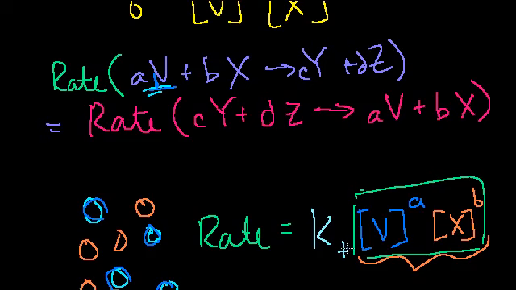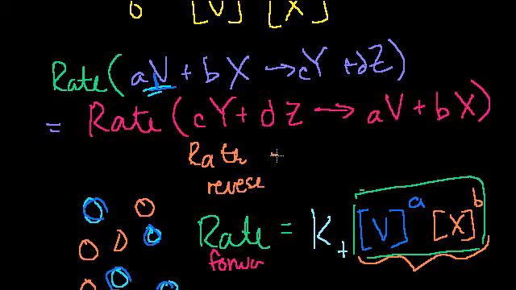So the rate forward is equal to the concentration of our V molecules to the A power times the concentration of our X molecules to the B power. Now, if we want to find the reverse rate, the rate of the reverse reaction, let's say that that's equal to some other constant. Let's call that K minus.